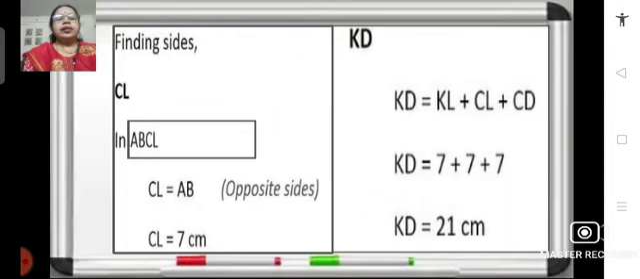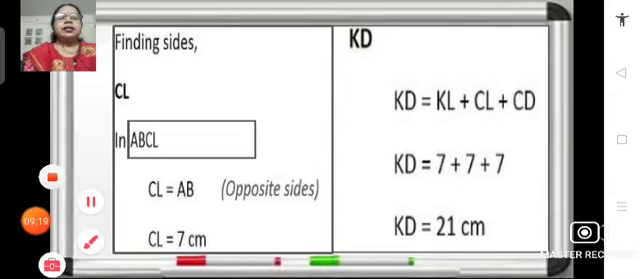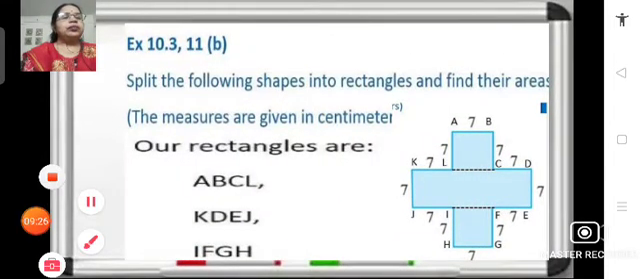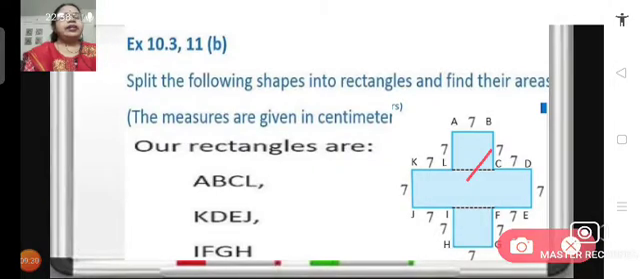Now, let's first find the sides. Side CL, that means which side? Side CL is this one, this side. Alright, how to find CL? Children, we can see that in this square ABCL, AB will be equal to CL, isn't it? So, CL will be 7 centimeter.